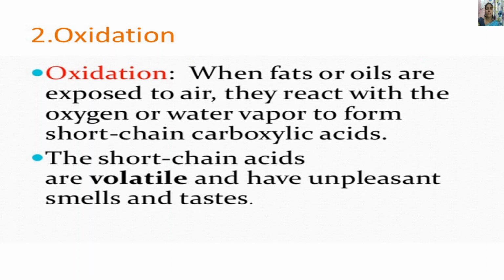Second chemical property, fats and oils undergo oxidation. When fats or oils are exposed to air, they react with oxygen or water vapor to form short chain carboxylic acids. The short chain acids are volatile and have an unpleasant smell and taste.